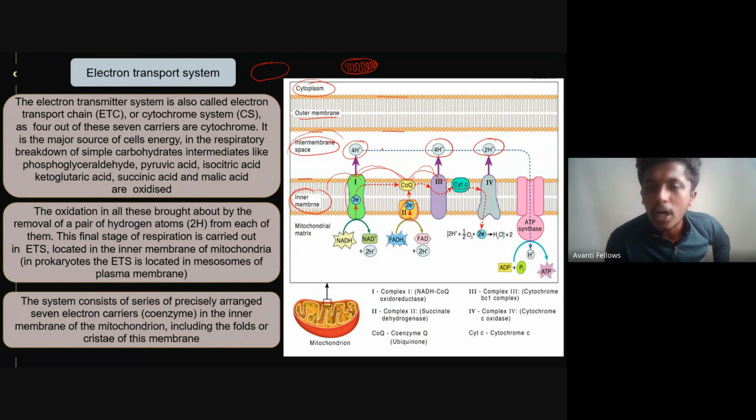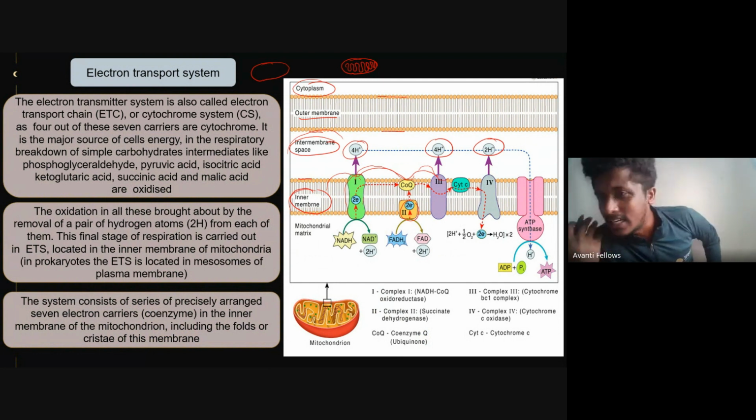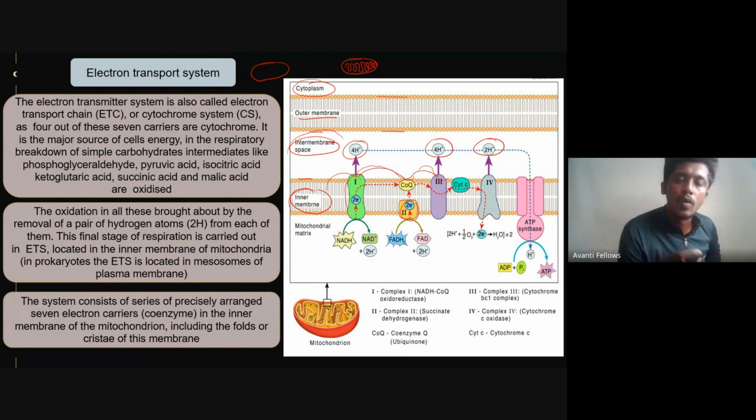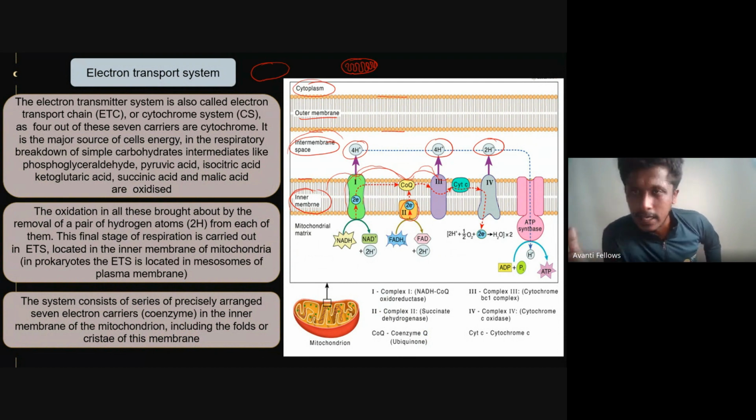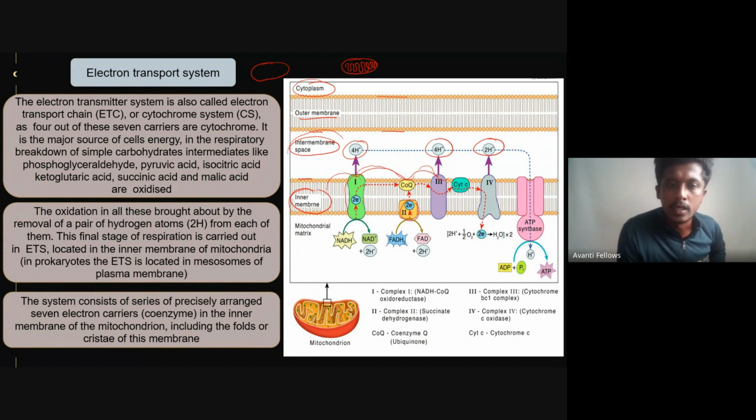So this proton accumulation is what we call the proton gradient. When the proton gradient is created, now we know how the ATP synthesis will happen. So let's see how this series of electron carriers, which are like 7 electron carriers, are present within the inner membrane, and what are the conditions and how they function.